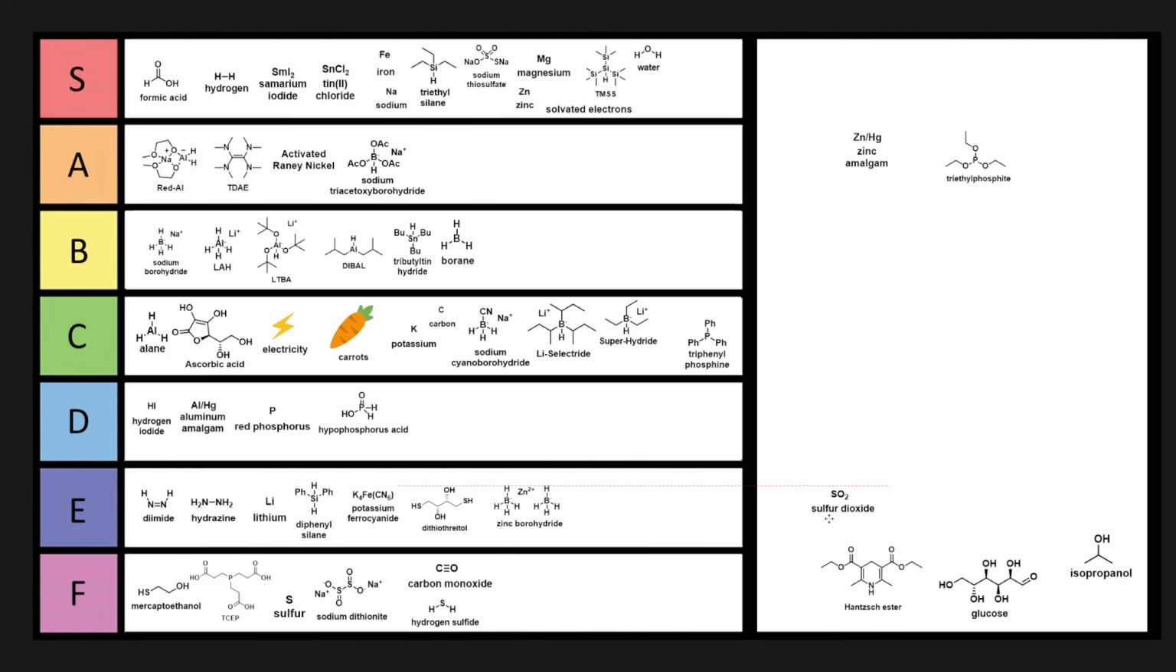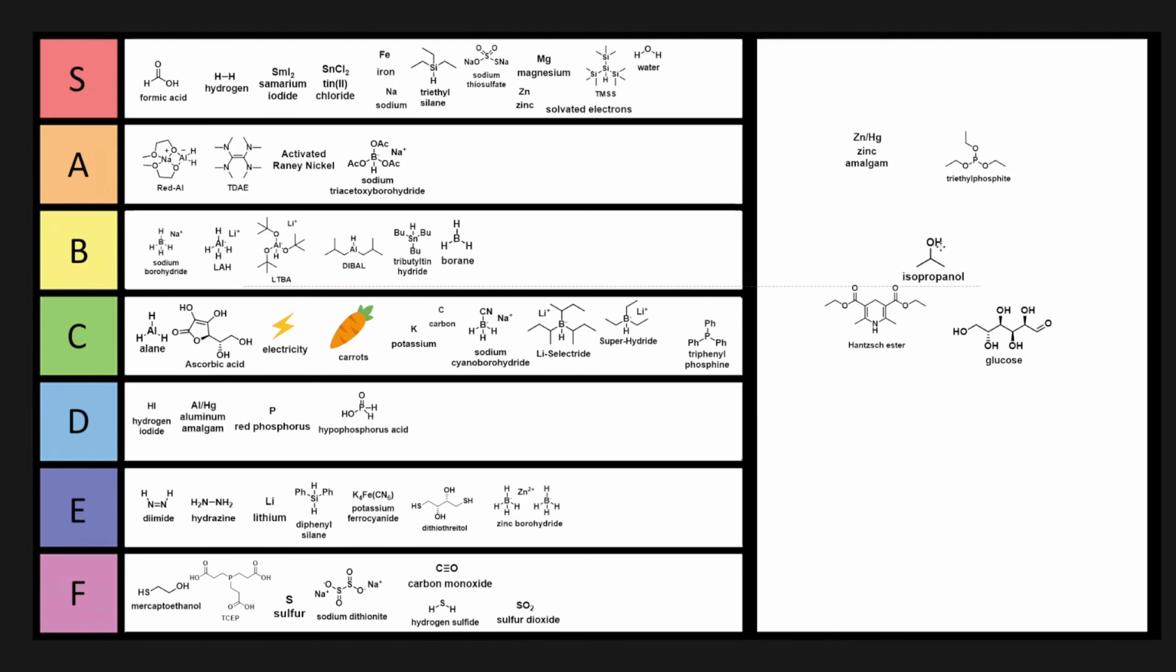We also have sulfur dioxide, which is a little bit similar. So sulfur dioxide isn't used too much in organic chemistry as a reducing agent, but occasionally you'll see it reducing things like the halogens to sulfuryl halides. Because it's also really toxic and it smells terrible, we can put that in F tier as well. Now we've got a few left. So you've got glucose, isopropanol, zinc amalgam, and triethyl phosphite.